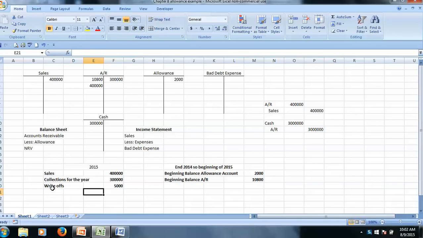Also during 2015, we wrote off $5,000. We determined that $5,000 of previously owed accounts receivable could not be collected. So we're going to go ahead and take the $5,000 out of the allowance account, because remember we had established and matched this $5,000 to previous sales. And we're going to take it out of our accounts receivable because we now realize we can never collect on it.